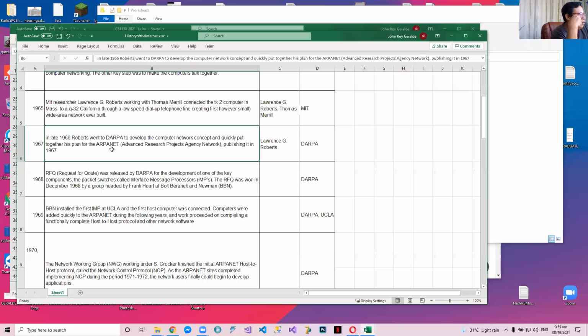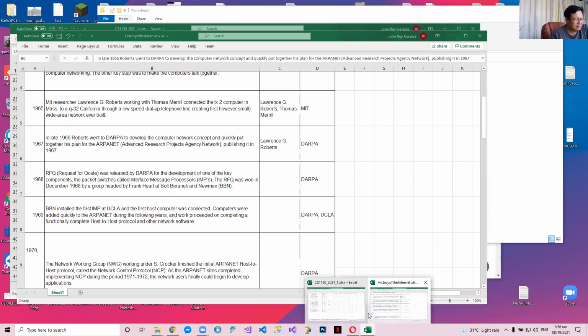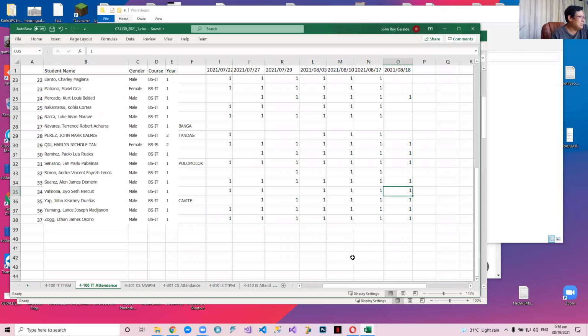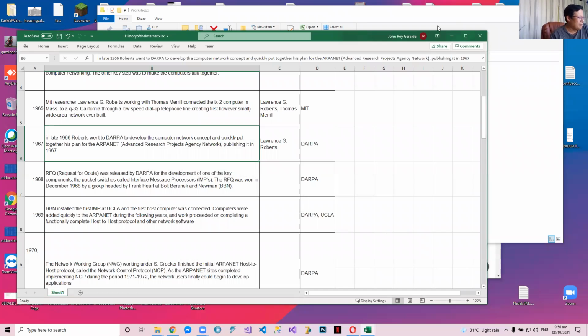The main author is Lawrence G. Roberts of DARPA. Do you follow? So it's from the US Defense Department. Any questions so far? So 1967, that was when the internet was born. Andre Vincent, when was the internet born? 1967. And what was it called then? It's called the ARPANET. It is based on DARPA.